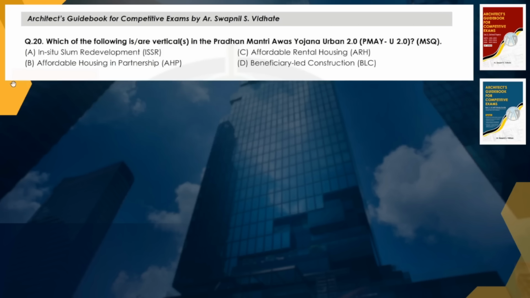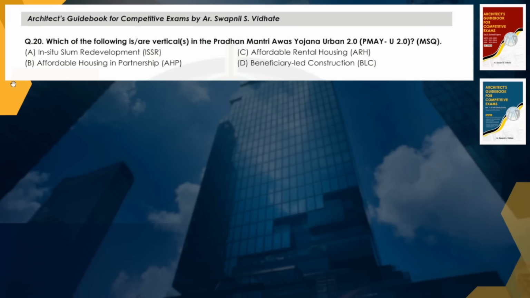Question 20. Which of the following is or are vertical or verticals in the Pradhan Mantri Awas Yojana 2.0, that is PMAY Urban 2.0? It is a multiple select question similar to the previous question. Option A, in situ slum redevelopment, that is ISSR. Option B, affordable housing in partnership, that is AHP. Option C, affordable rental housing, that is ARH. Option D, beneficiary led construction, BLC.